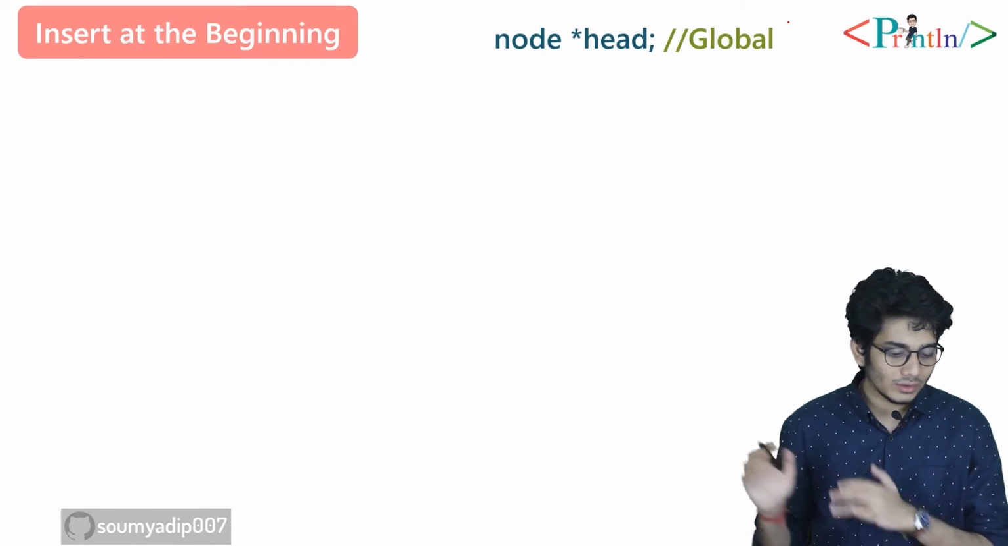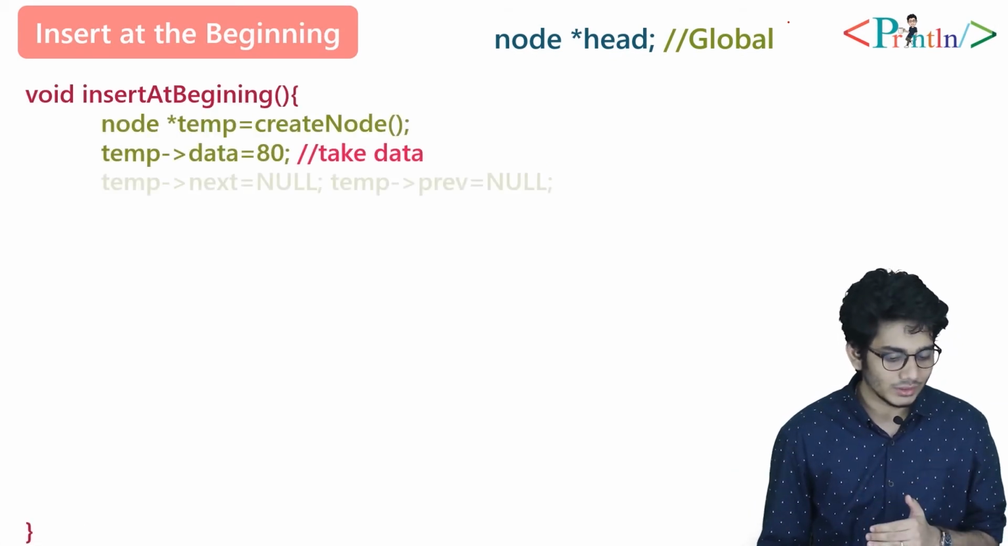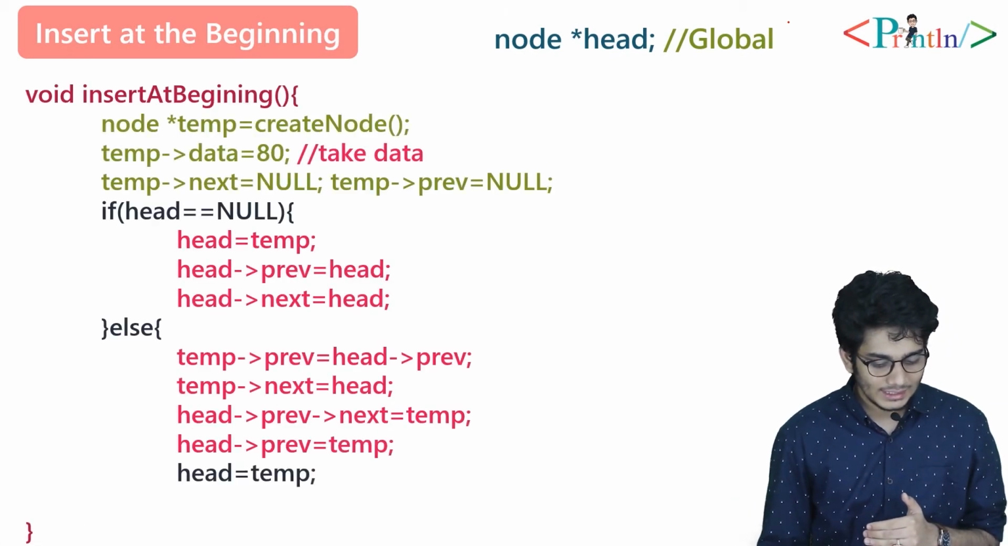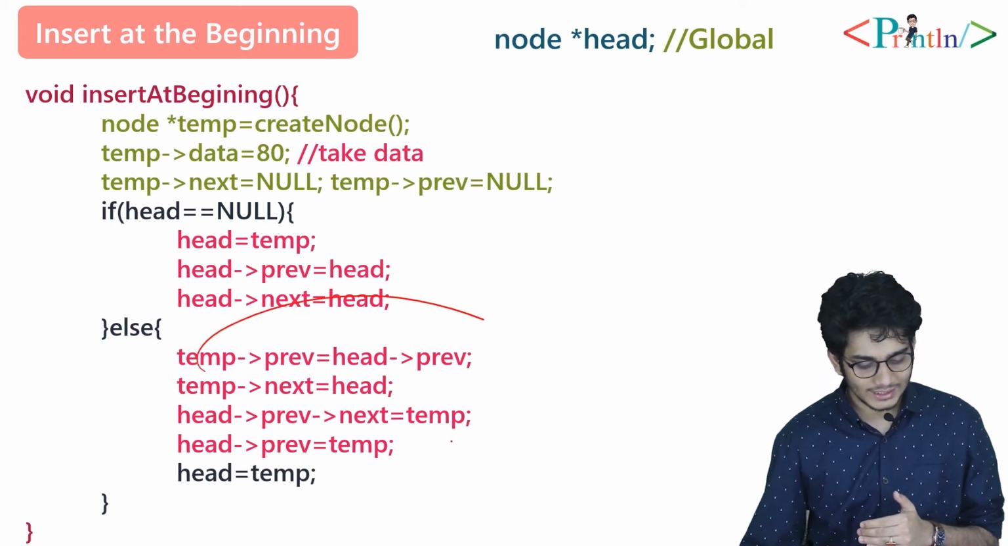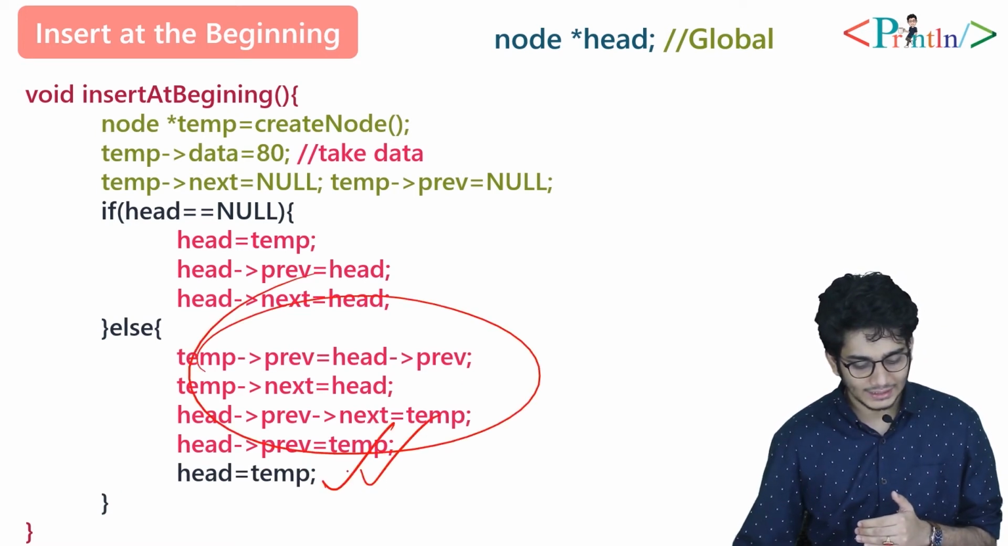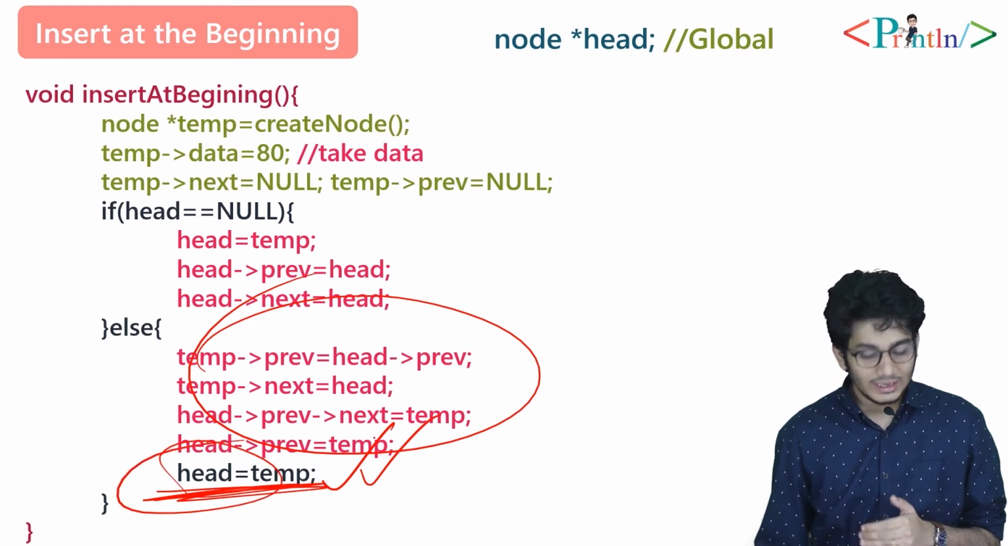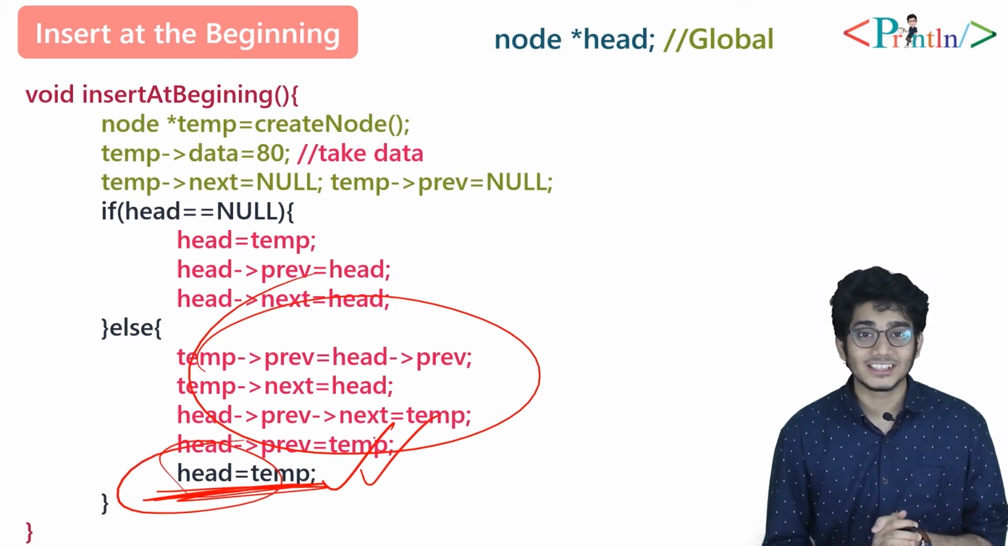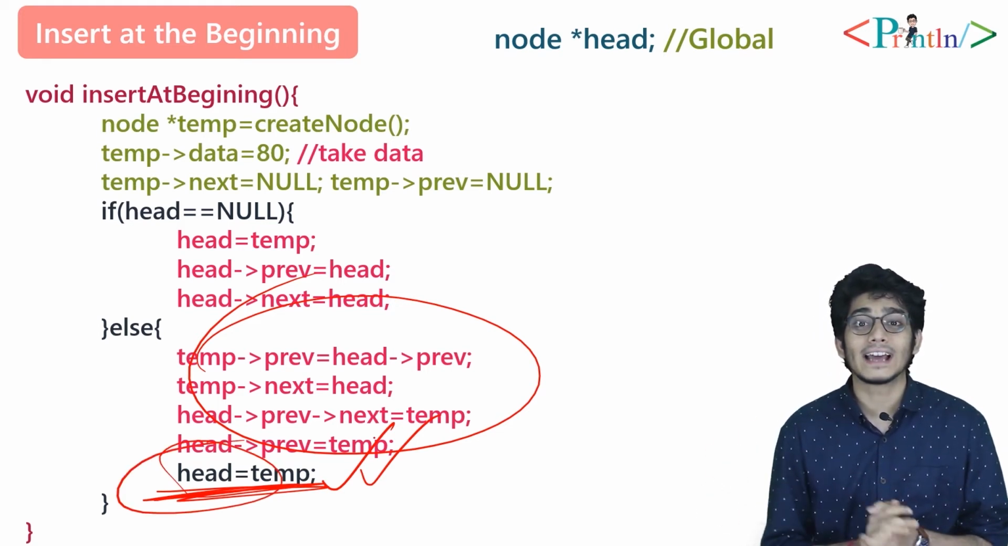Now we'll look at the code of the insert at beginning. We have already discussed about these things. You can see that all the portions are same. We have just added this line. If you have any doubt, just write in the comment section. I think these portions are clear. Now we'll go for the hands-on.